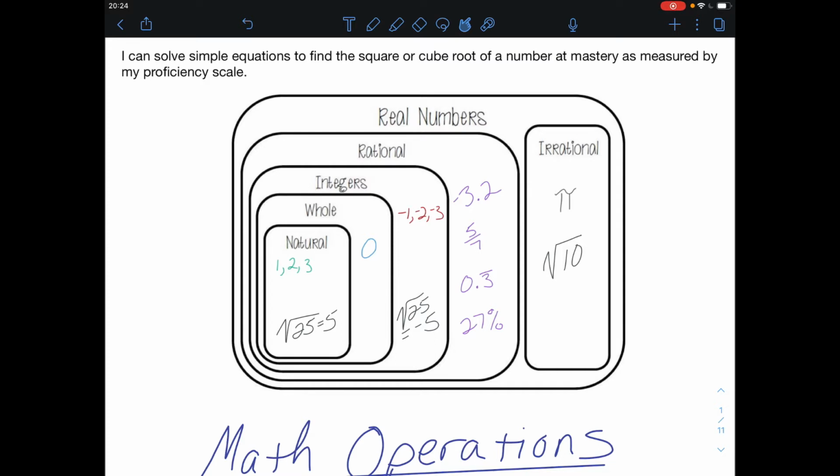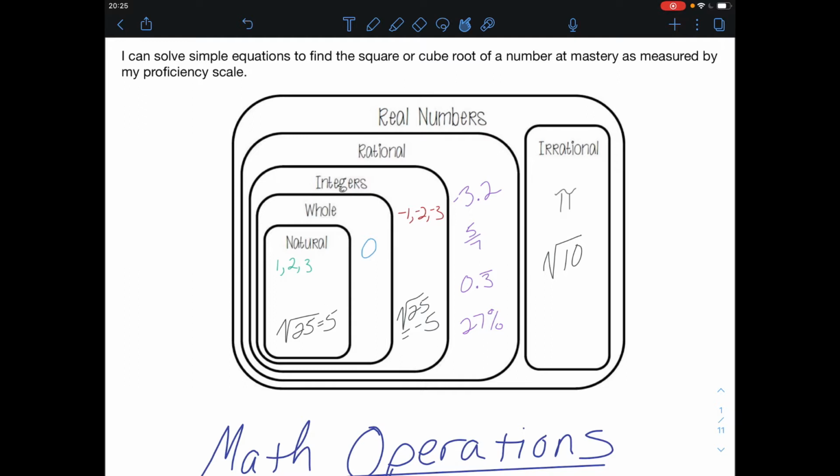8.EE.A.2. Use square root and cube root symbols to represent solutions to equations in the form x squared equals p and x cubed equals p, where p is a positive rational number. Evaluate square roots of small perfect squares and cube roots of small perfect cubes. Know that the square root of 2 is irrational.